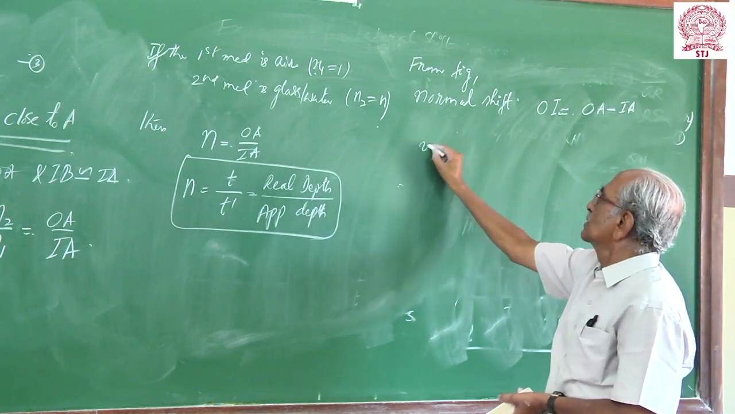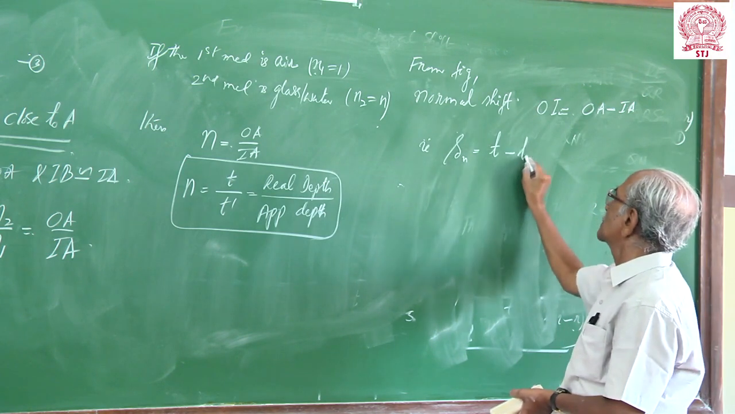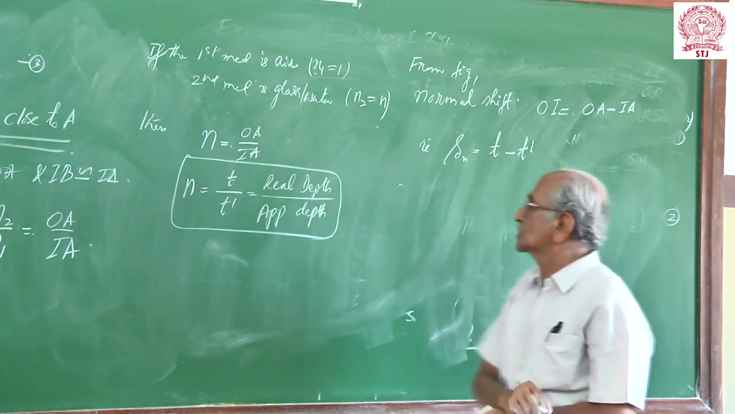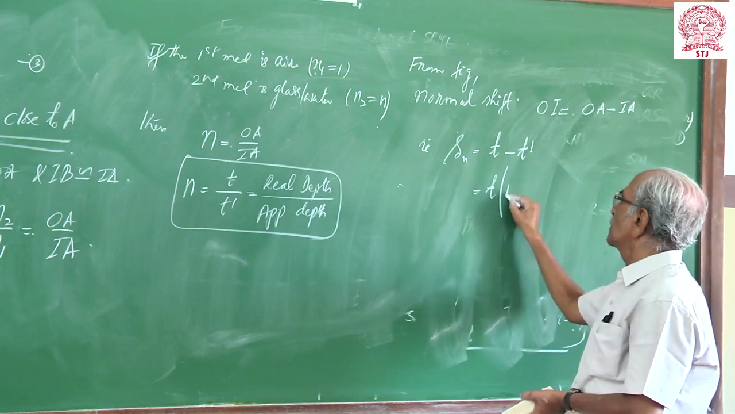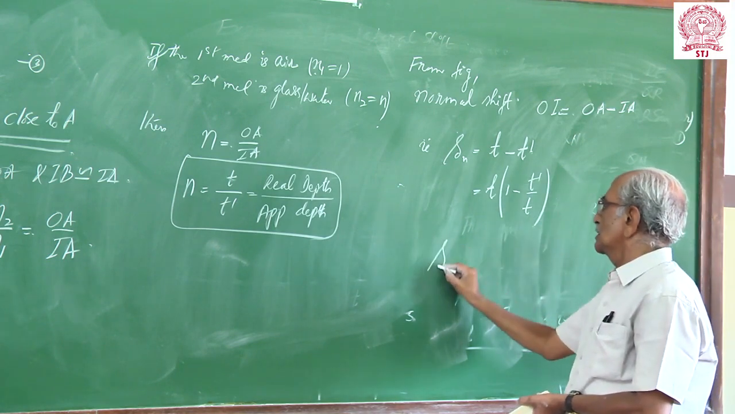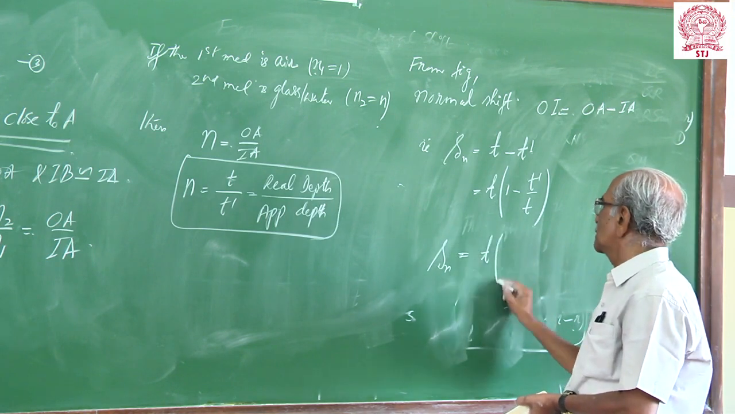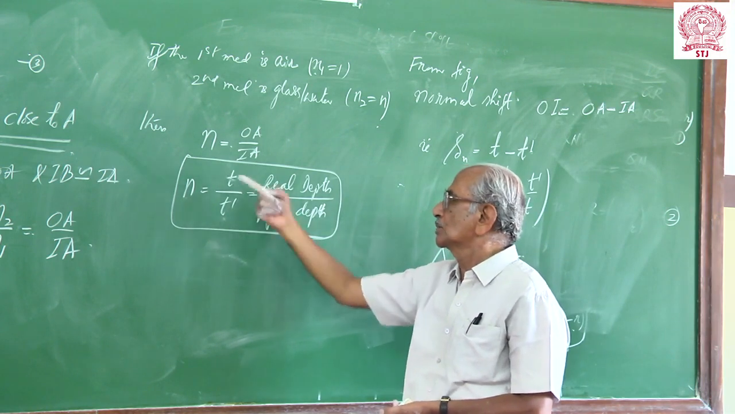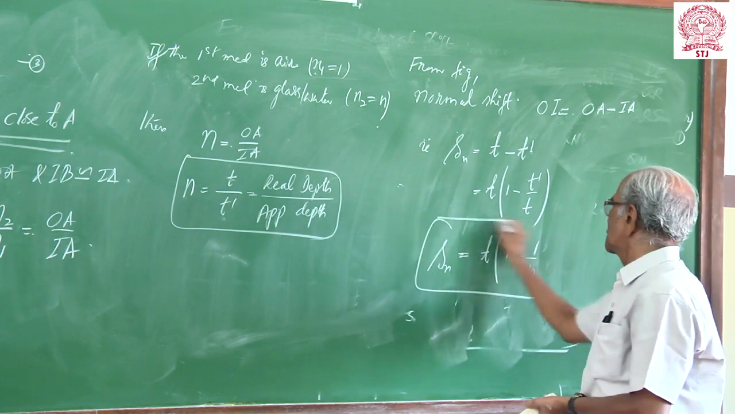That is, normal shift L is T minus T dash, representing OA as T, IA as T dash. Now if I take T common, we have 1 minus T dash over T. So the shift is equal to T, the depth, into 1 minus 1 over N. Observe, N is T over T dash, therefore T dash over T is 1 over N. Now this is the expression for the normal shift.